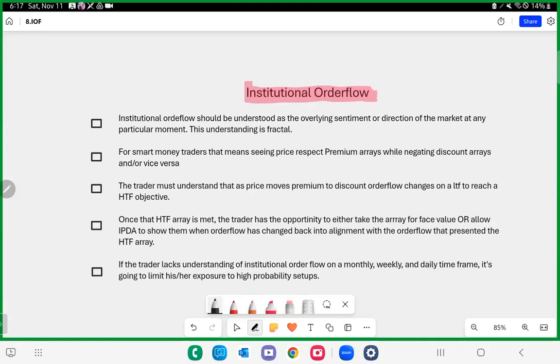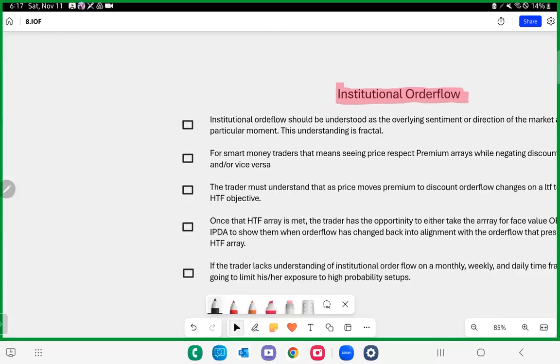Institutional order flow should be understood as the overlying sentiment or direction of the market at any particular moment. This understanding is fractal. For smart money traders, that means seeing price respect premium arrays while negating discount arrays, and vice versa. The trader must understand that as price moves from premium to discount, order flow changes on a lower time frame to reach a higher time frame objective.